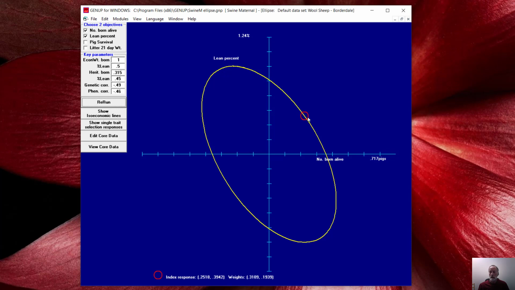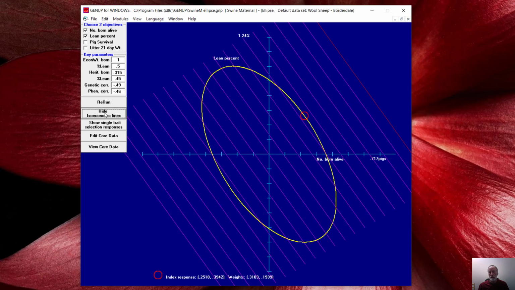The current index solution is over here, and that makes sense because if I show the isoeconomic lines, anywhere along this line here, for example, is calculated to be of equal economic value, no matter what the combination of traits are. So there's your linearity. And of course, with number born alive and lean percent, you would think that that should be multiplicative because the best thing to do is to have a combination of both, and that these might curve outwards here a bit, and generally selection indices don't take account of that. That's not a critical issue though.